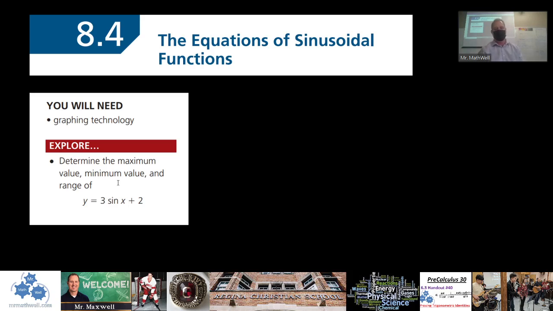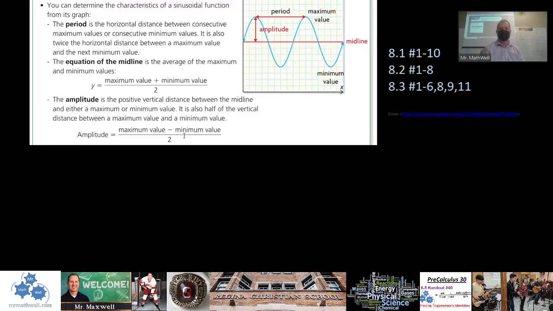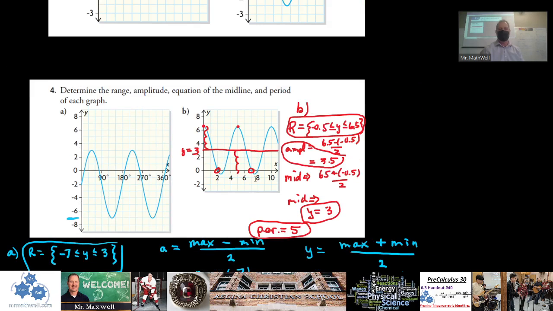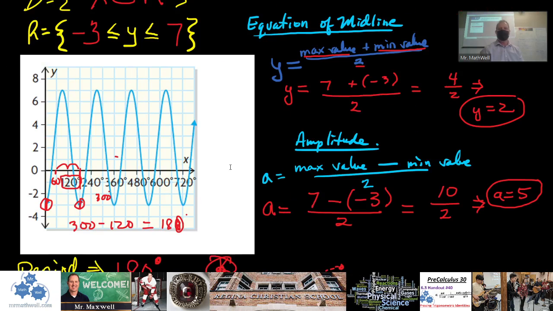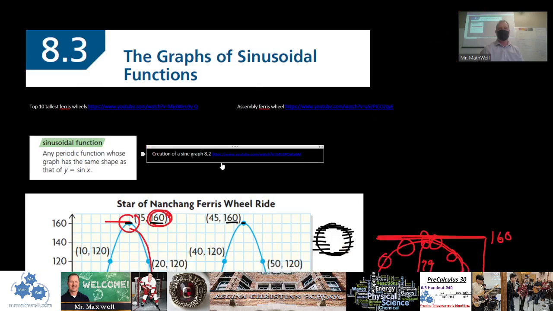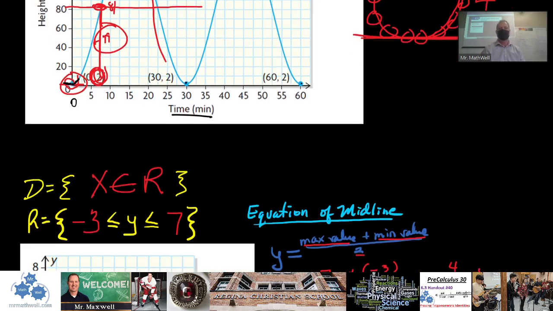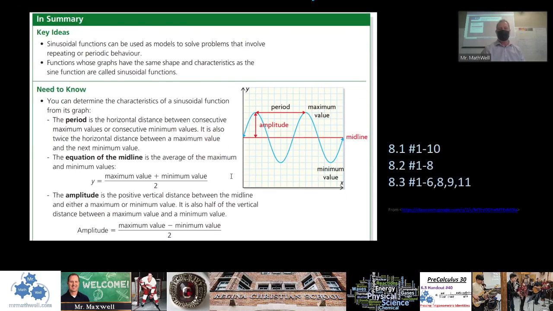So this first question is, if you were given an equation like this, y equals 3 times sine x plus 2, what would be the maximum value, the minimum value, and the range of this graph? So in previous lessons, we've talked about the period, the amplitude, the maximum and minimum value, and the midline. But we haven't explored too many variations of sine. We've just been talking about sine or just cos. So we're going to talk in a little more detail now about these different ones.